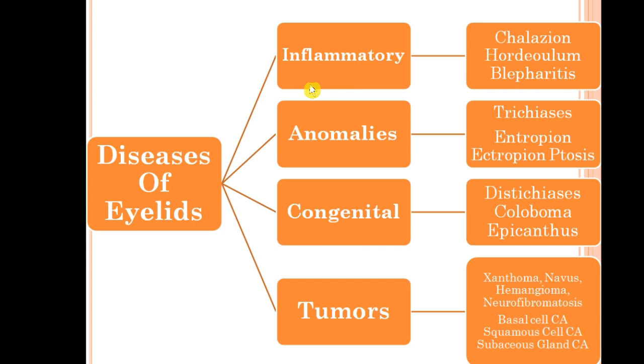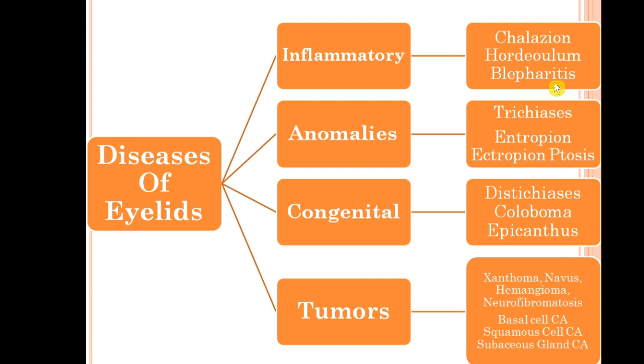On the other hand, in the anomalies there will be some anatomical defect that will occur in the eyelids. As far as the congenital are concerned, you know that it will be congenital, and finally the tumors, that is, the neoplasia will be there. So starting with the inflammatory diseases, today we will be covering Chalazion, and then the hordeolum and blepharitis will be covered in other videos.